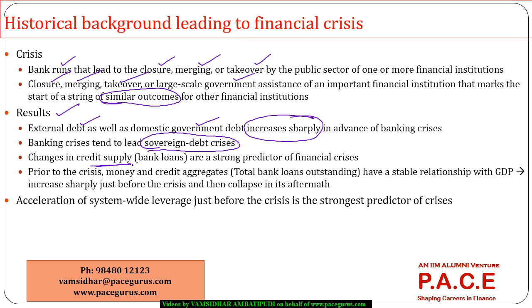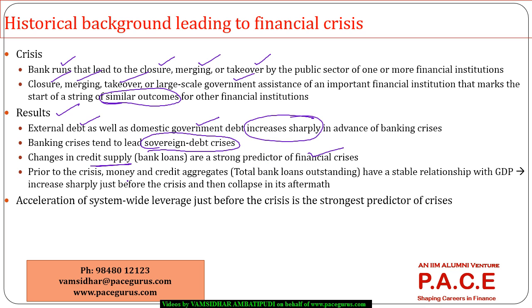And changes in the credit supply, especially the bank loans, with banks not willing to give loans because of the fears they had regarding liquidity in the future. So the whole change in the credit supply indicated very strongly the upcoming financial crisis.